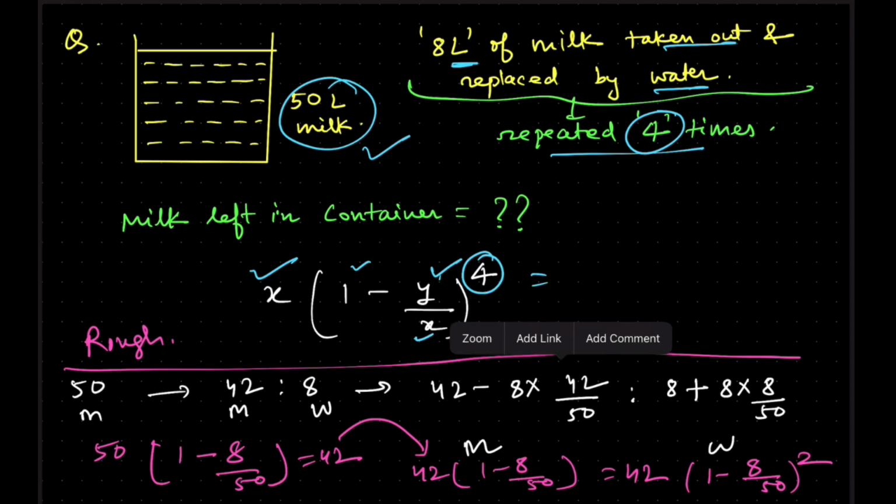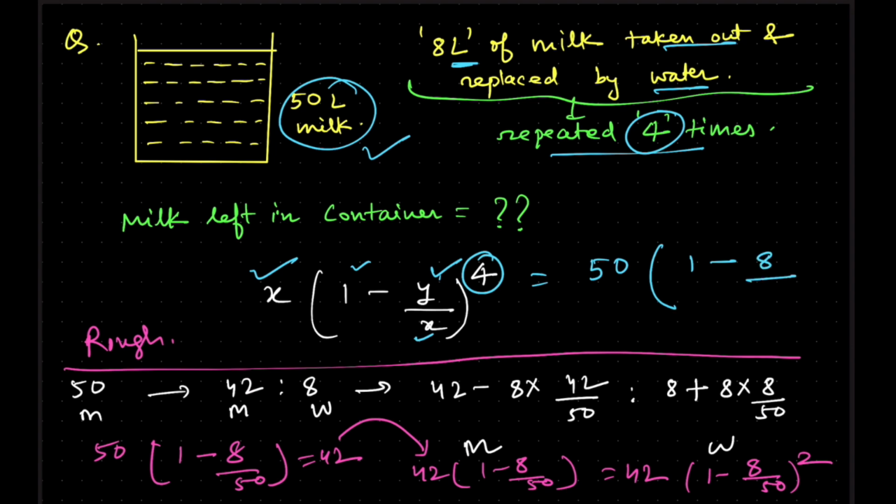Now putting in the values, x is the initial amount, which is 50 liter of milk, into 1 minus the replaced amount 8 divided by the initial amount 50, to the power of 4. Now if you simplify, you will get the final milk left in the container. So you can do the questions like this.